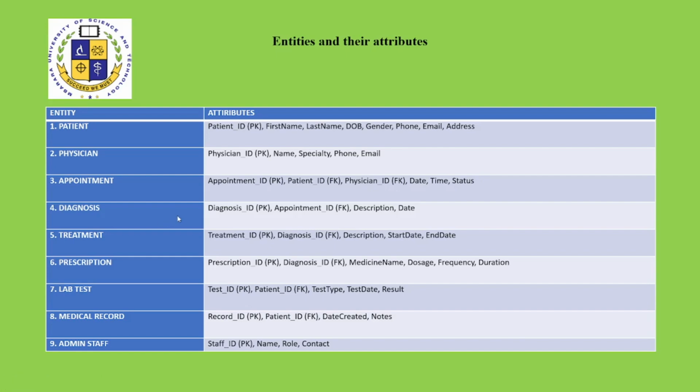We have diagnosis. We have diagnosis ID as a primary key. We have appointment as a foreign key, so diagnosis can also refer to the appointment. Then description and the date. There are very many. I won't have time to go through them, but as indicated in the table, that's how they exist.